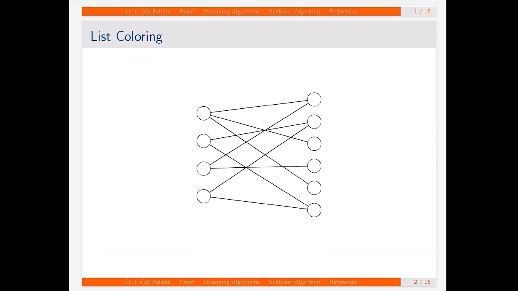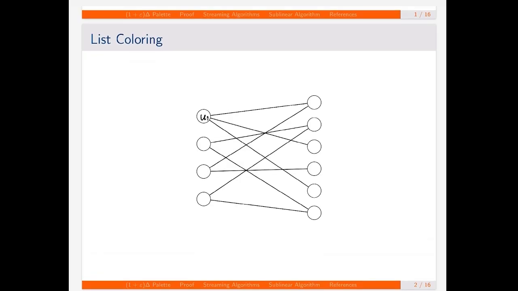Before we get started, let me give you a quick recap on list coloring. I'm going to use an example from Chandra's first homework. In the list coloring setting, we are given a graph. Let's say this is U1 to U4, and this is V1 to V6. Every vertex has an associated list of colors. So this is LU1, this is LV1, this is LU4, and this is LV6.